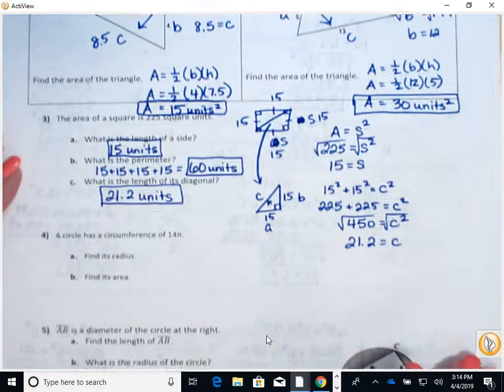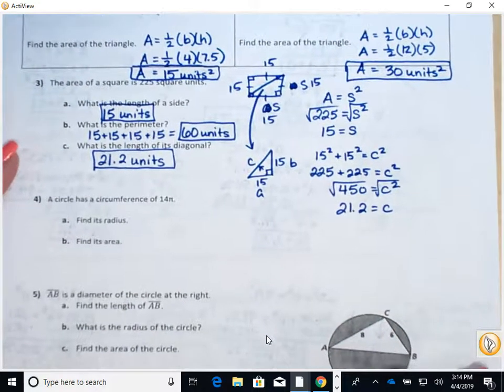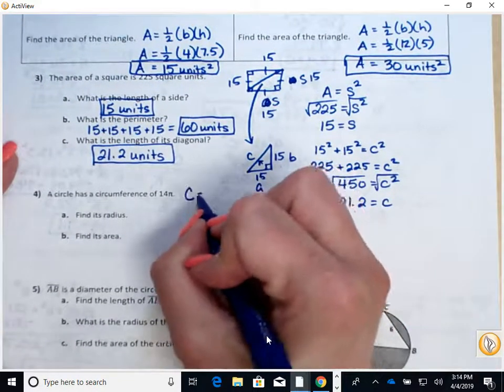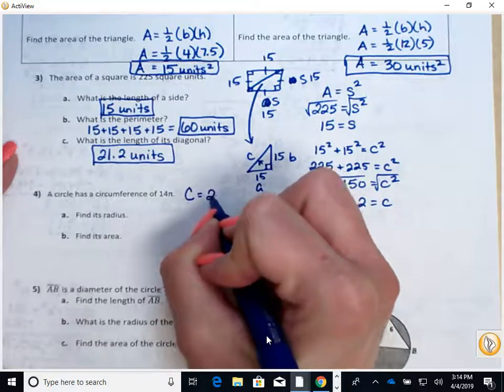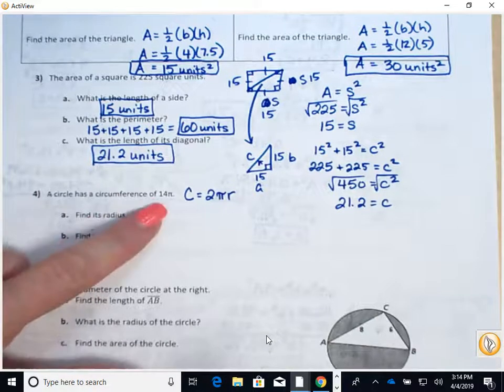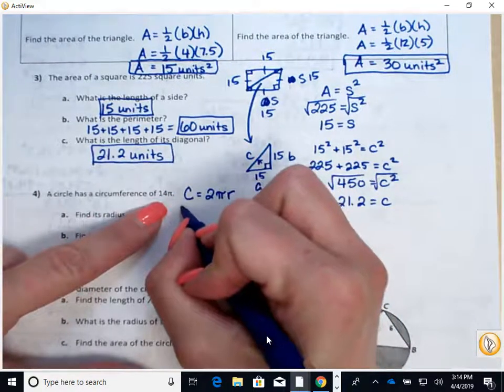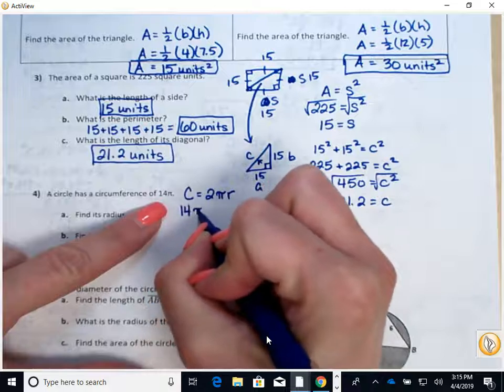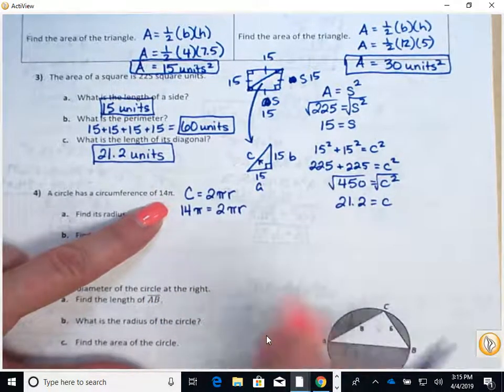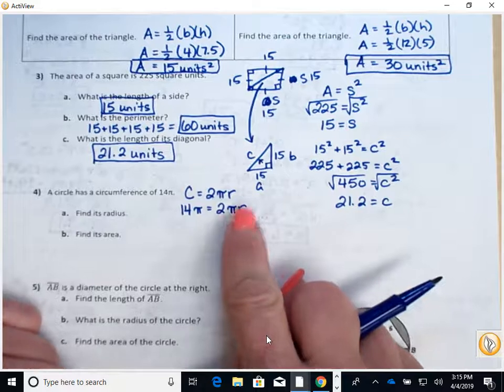All right, number 4. A circle has a circumference of 14 pi. Now the formula for circumference is C equals 2 pi r. Okay? They want to know, for part A, what's the radius? So if they tell me the circumference is 14 pi, I replace C with 14 pi. Bring everything else down. And then it's all about trying to get that radius by itself, that r by itself.